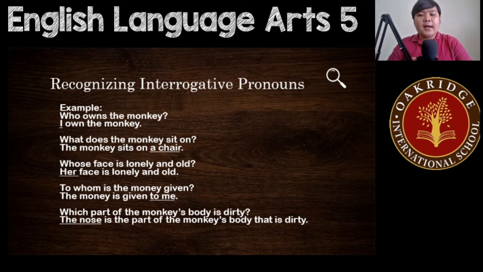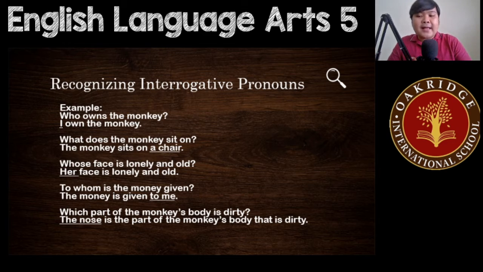How about the next one? To whom is the money given? The money is given to me. Me there is an object pronoun. Remember, objects are found at the predicate area. These are nouns or pronouns found in the predicate area. Therefore, you would use whom.